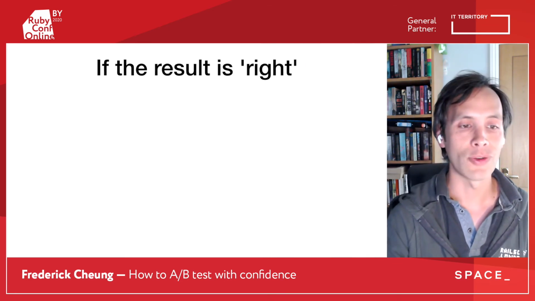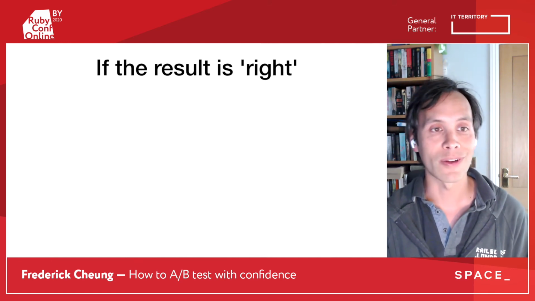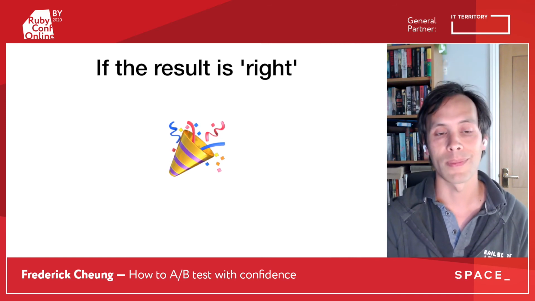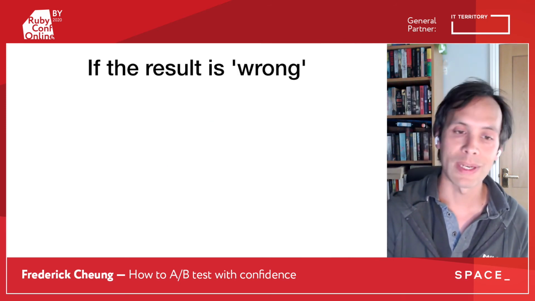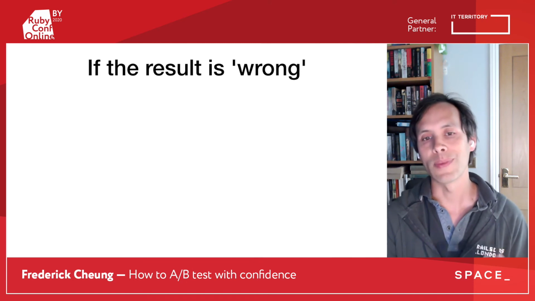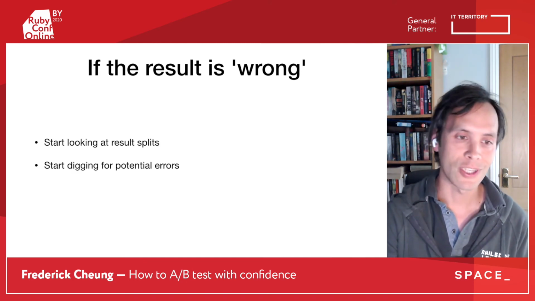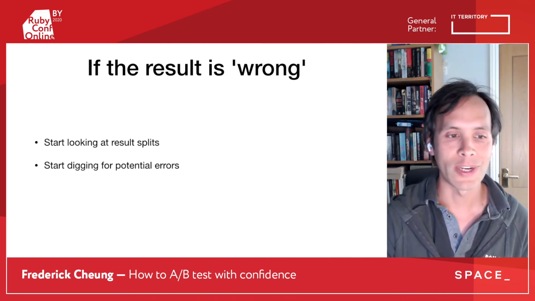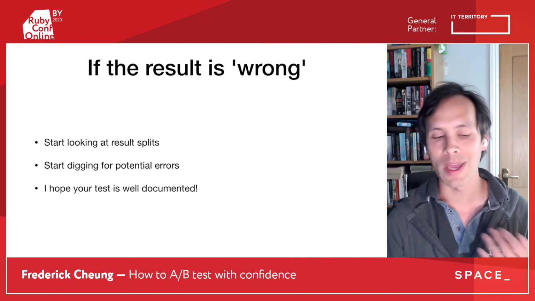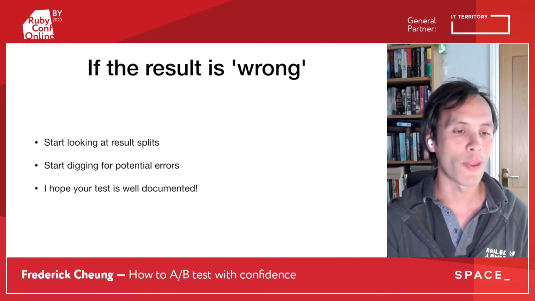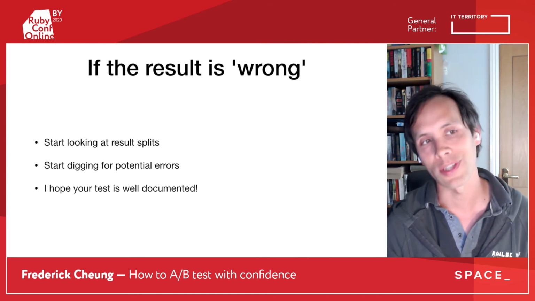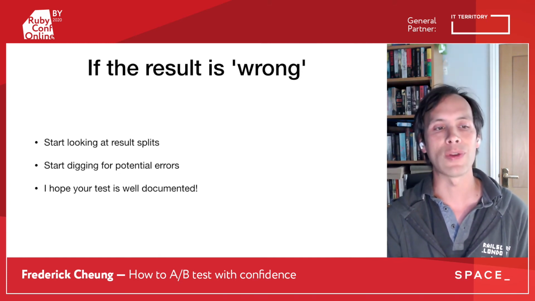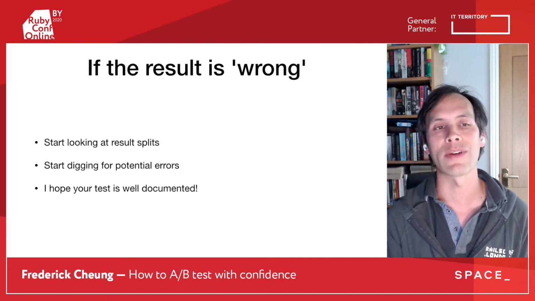And if you run the test and you get the quote unquote right result, the one that you wanted, then yeah, everyone celebrates, the test is over, and we move on. But if the result is wrong, then people are much more likely to start looking at things like result splits, to start digging for errors. This is the point at which I hope that your test is well documented, when you made very clear ahead of time what the metrics were, what your policy was on considering outliers, for example. And it's not really a silver bullet here. You just have to try and apply the same rigor whatever the result is.